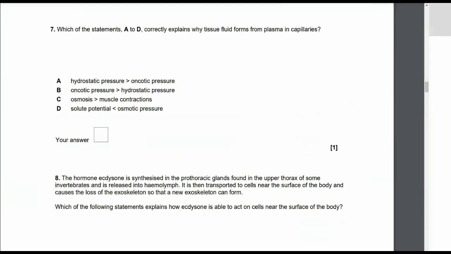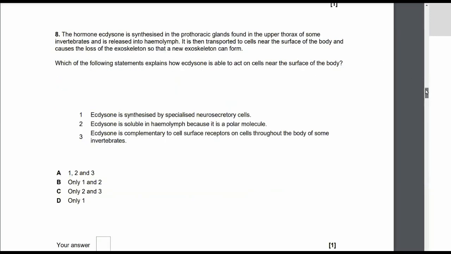Make sure you have a go at the pack, or you pause the video and have a go at these before I run through the answers. Which of the statements A to D correctly explains why tissue fluid forms in plasma membranes? Well, we just did this. The hydrostatic pressure must be greater than the oncotic pressure. So H must be bigger than the osmotic pressure, which is created by the pressure of proteins in the capillary, which we call oncotic pressure.